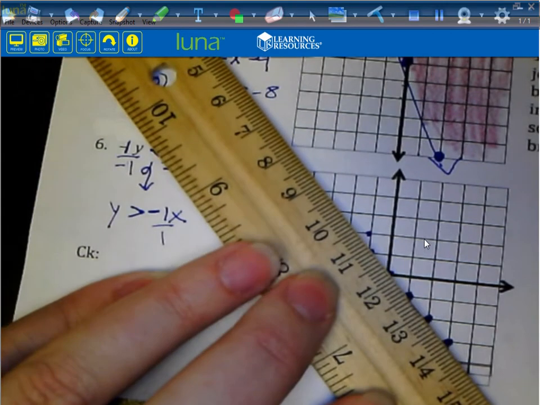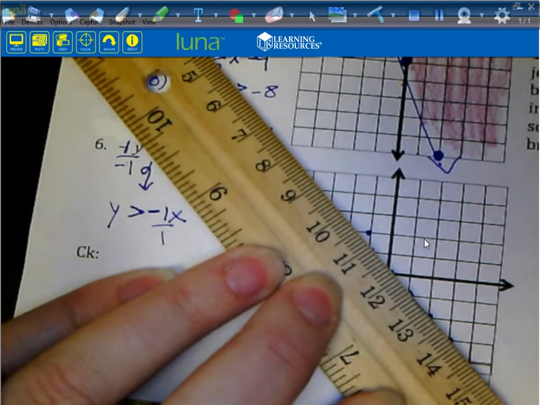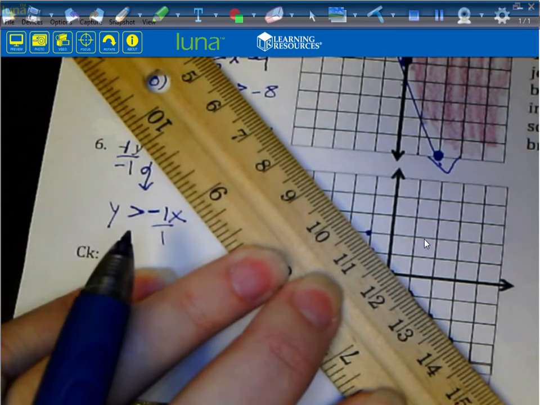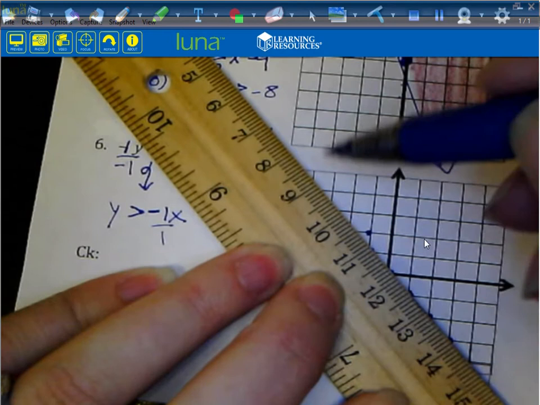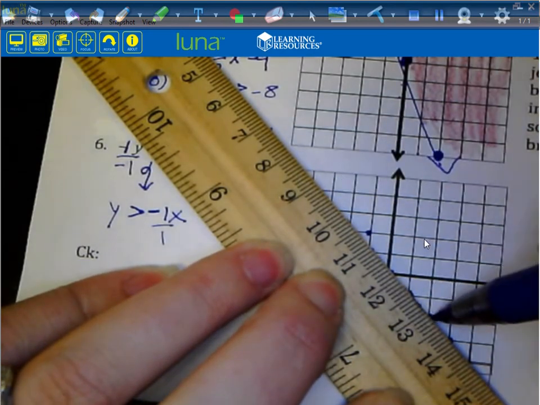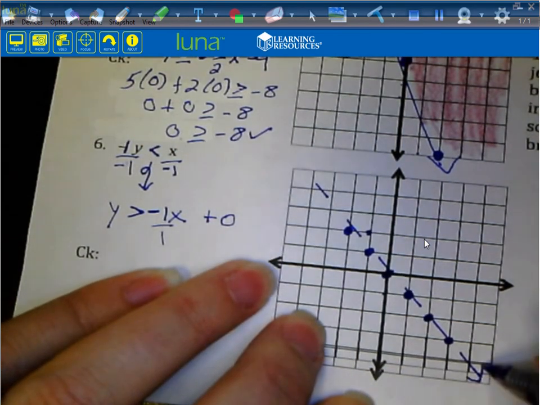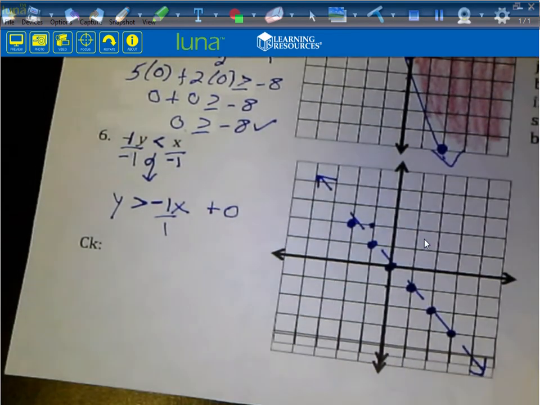So now I'm going to take my ruler and draw a line. But first I'm going to check my inequality sign, and over here I see that I don't have an extra mark underneath my inequality sign. So before I draw this line, I need to pay attention to the fact that it is going to be a dashed line. So I'm going to put in my dashed line, draw my arrows on either end, and now I can shade.